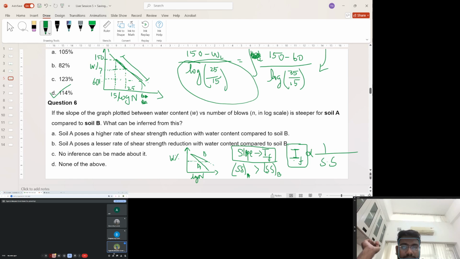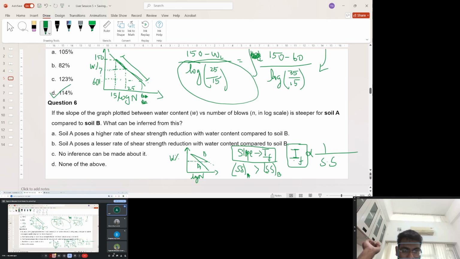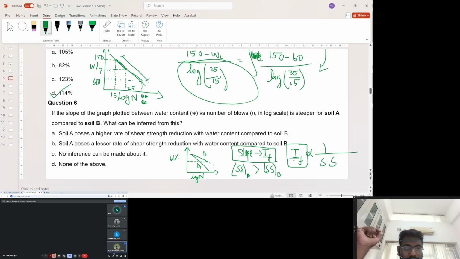Sir, can I interrupt, sir? Yeah, tell me. Soil A's flow index is more, sir. Yeah, that's why shear strength should be less, no? Yeah, soil A's shear strength is lesser. Now it's okay. Yeah.